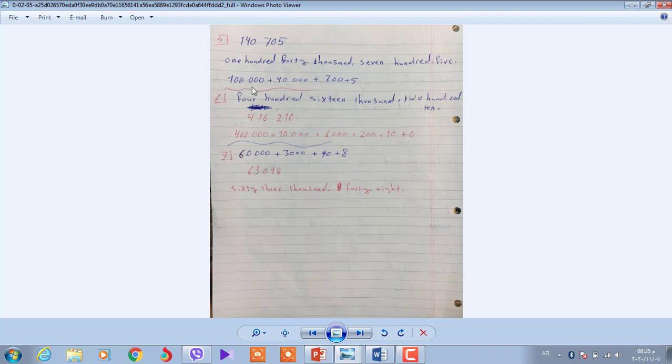In practice 6 we also have 460,210, so we have 460,210. And in expanded form we have 400,000 plus 60,000 plus 200 plus 10 plus 0. You can write down this 0 or not, dear student, because you have the same answer if you add all the numbers. Okay, in practice 7 we have expanded form.